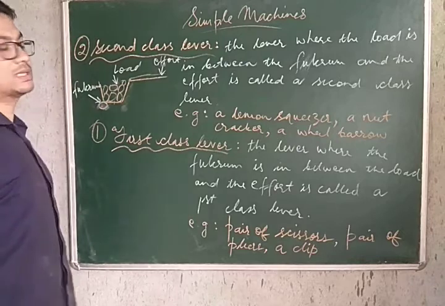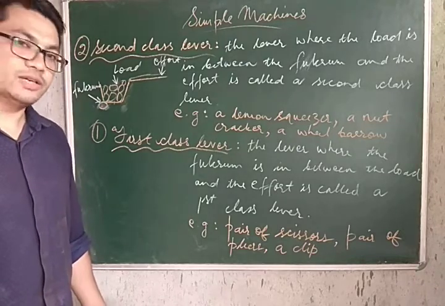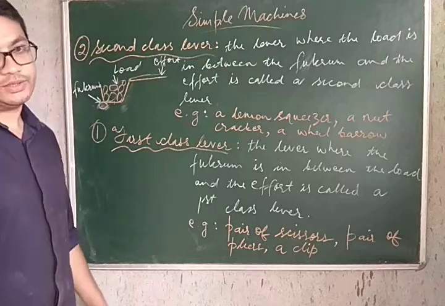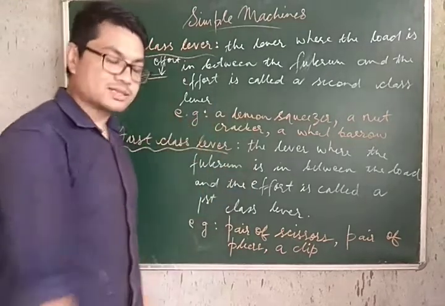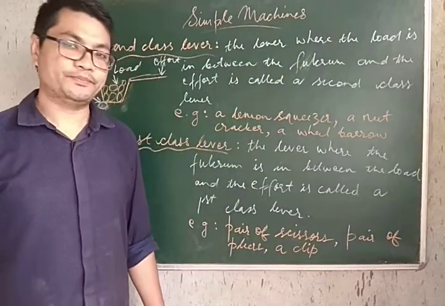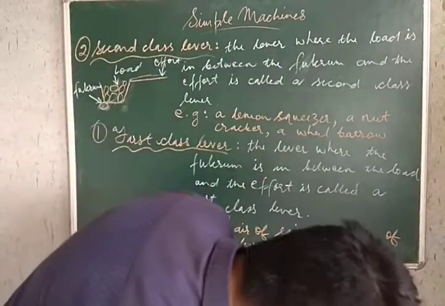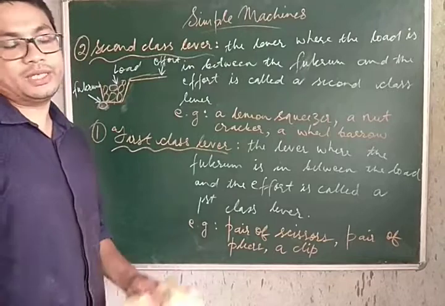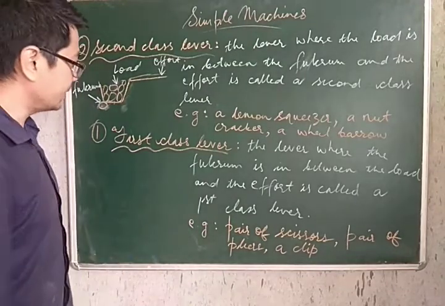So wheelbarrow is also a second class lever because the load is in between the effort and the fulcrum, mind you. You can look for other examples of second class lever also. But don't forget, in a second class lever, the load has to be in between the fulcrum and the effort.